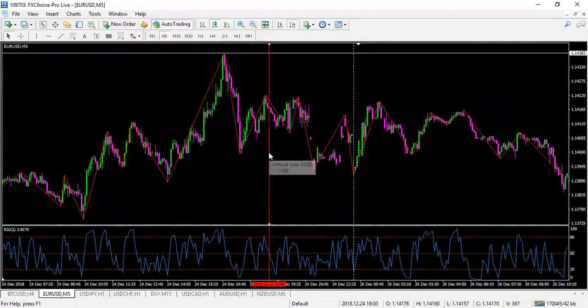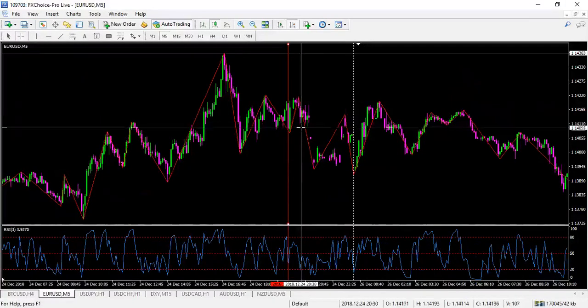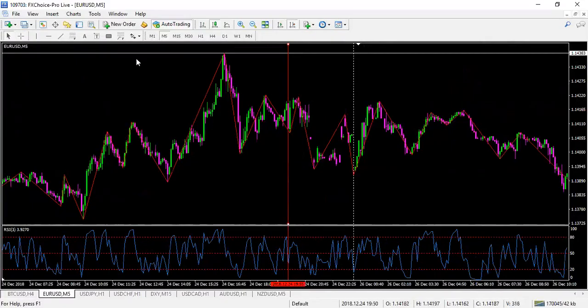And what are we doing? We're going to let it go back up to the 80 and down below the 50, which is right there. Same thing. Stop loss. Sorry.